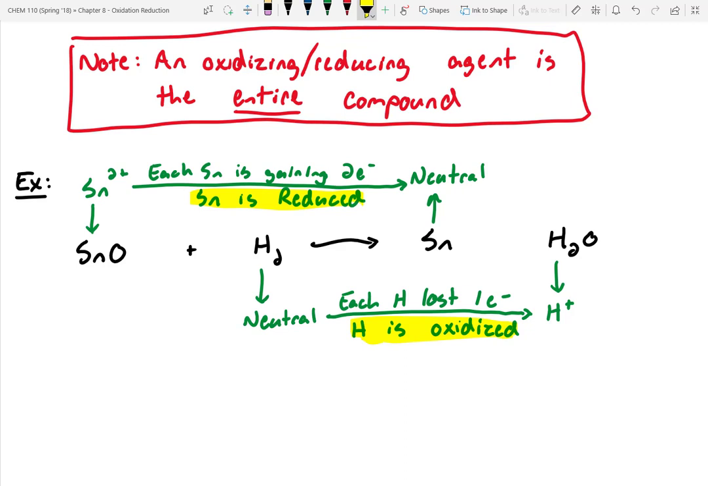This is what we did yesterday. We practiced identifying elements being oxidized or reduced. But now let's identify our reducing agent, which is an entire compound, and our oxidizing agent.